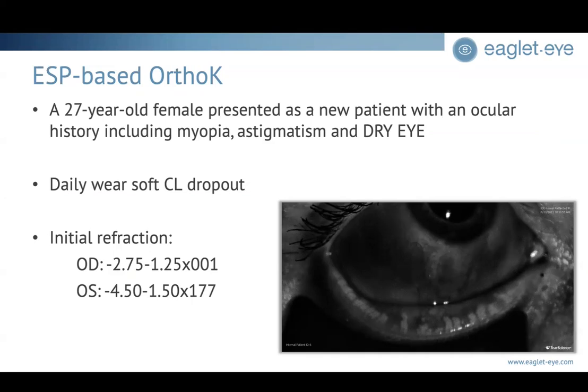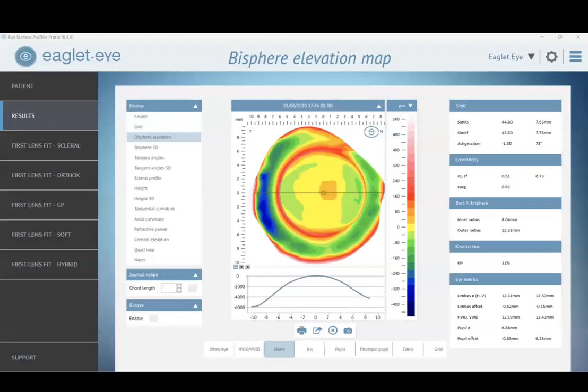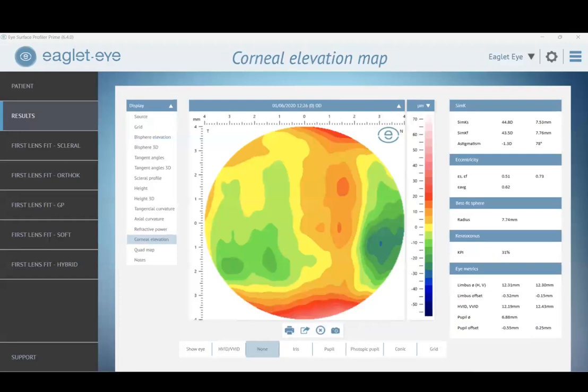Here's her refraction on the bottom left. So pretty decent range for OrthoK. So she's within that kind of happy zone of not having too much corneal astigmatism. And I wanted to just show her bisphere elevation map to really highlight what the maps look like. Here we have comprehensive ocular shape, but when we pull it in a little bit, we can take a look at her corneal shape.